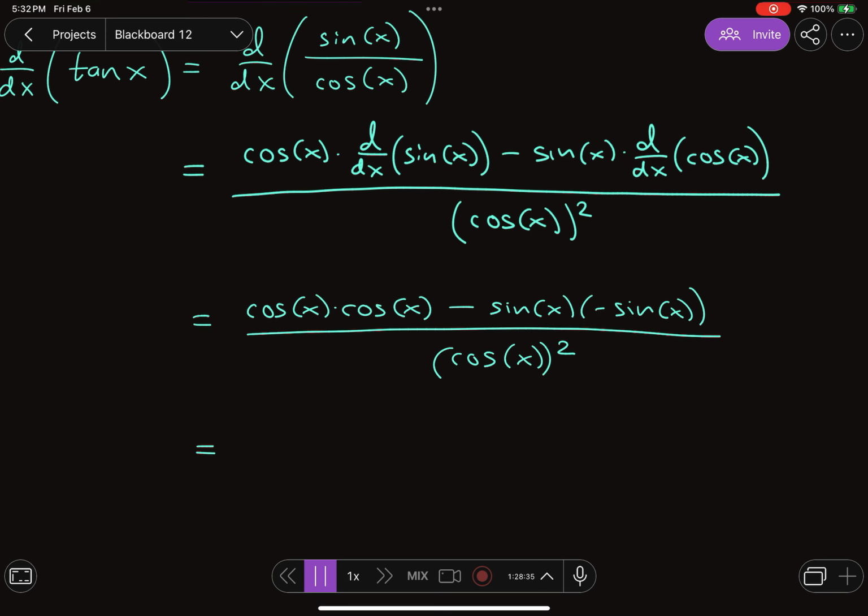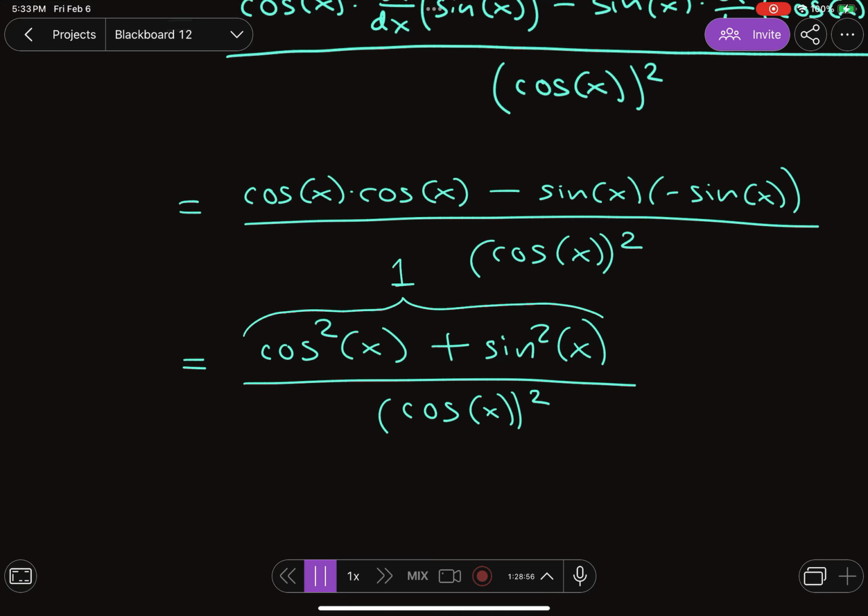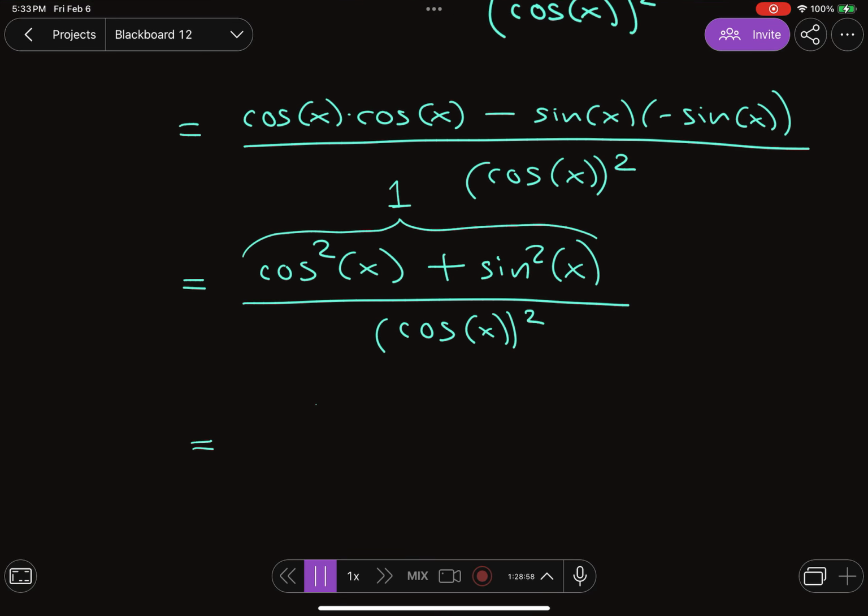Okay, so that's the same thing as the cosine squared of x plus the sine squared of x, all divided by the cosine of x squared. And those of you that know your trigonometry, we're jumping up and down because this numerator right here has a famous name. That is the number 1, ladies and gents. So what we have is 1 divided by the cosine of x squared.